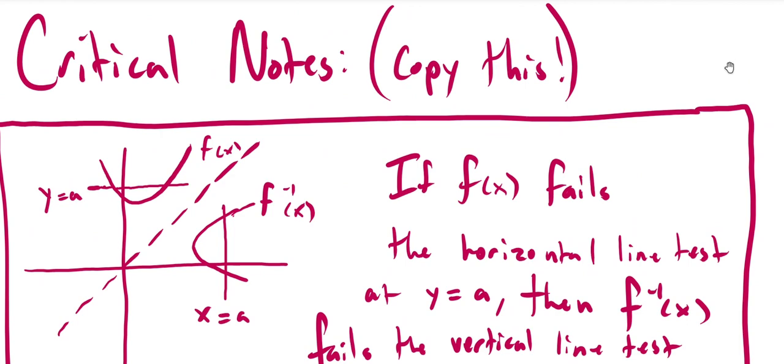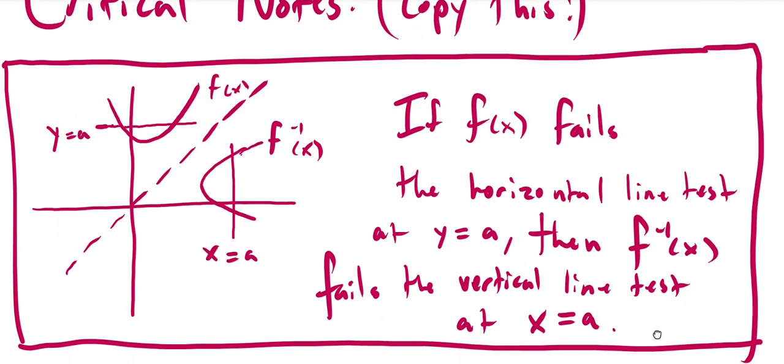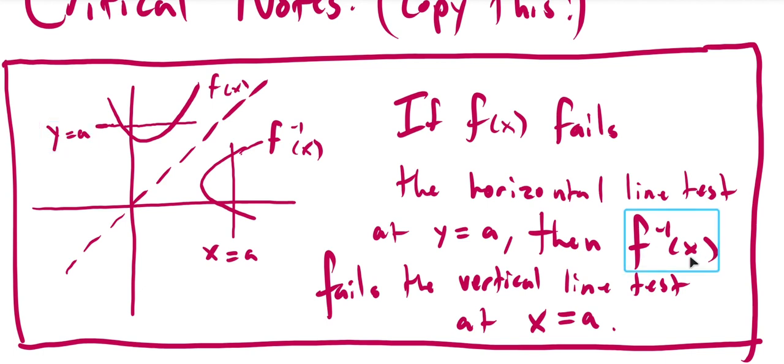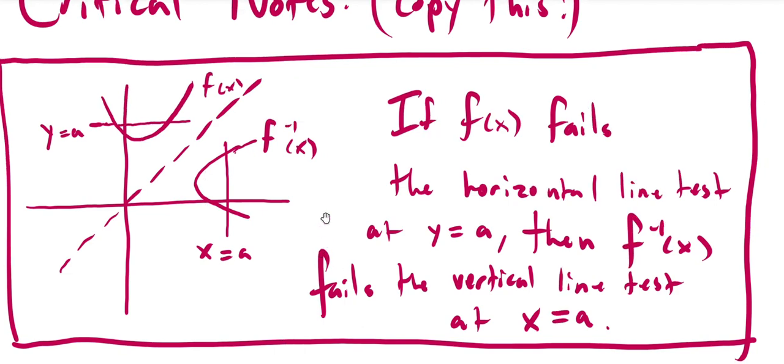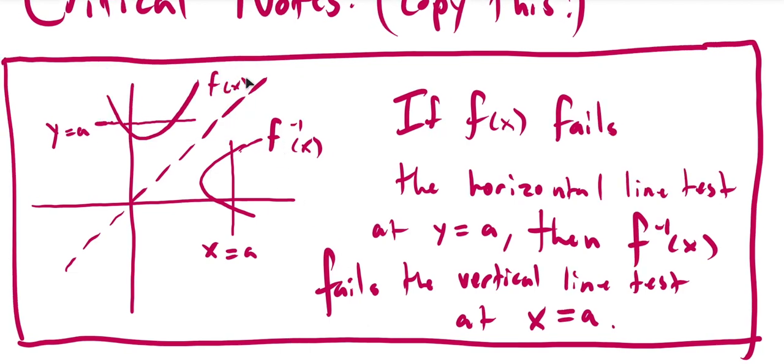This is worth some critical notes, so please copy this as well. Sketch this graph. If f of x fails the horizontal line test for some horizontal line y equals a, then f inverse fails the vertical line test at x equals a. Here you see the interchange of y and x. So that means if f of x, which might be a function, fails the horizontal line test, then f inverse of x is not a function. It's only a relation. It fails the vertical line test.